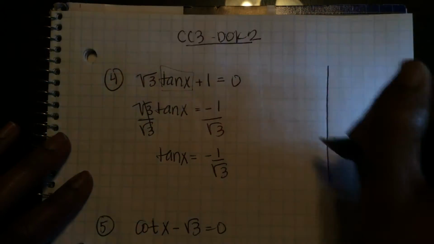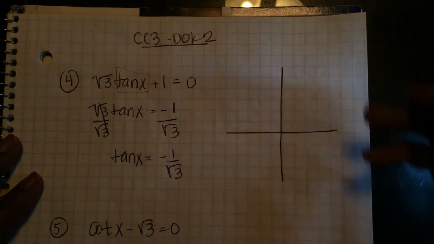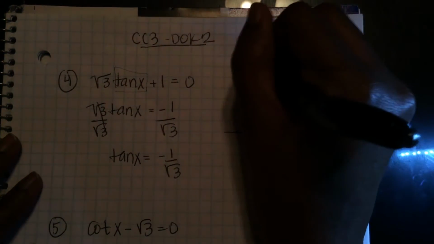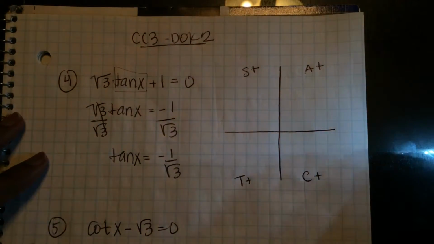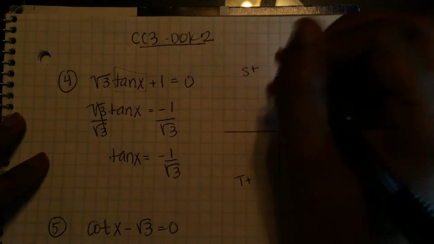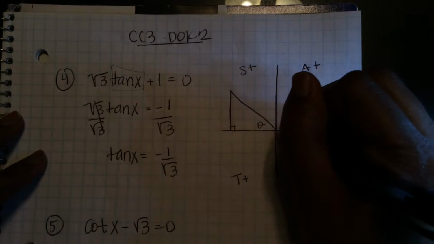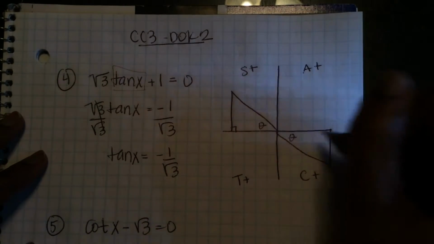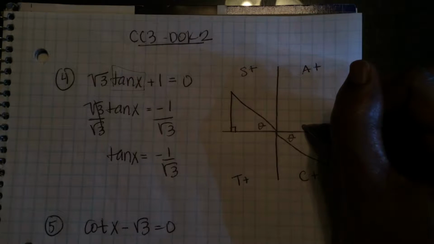So I have to think about which quadrants tangent is negative. Well, this is all students take calculus. So here tangent is positive and here tangent is positive. So my angles have to be here or here. So my opposite over my adjacent is -1 over square root 3.